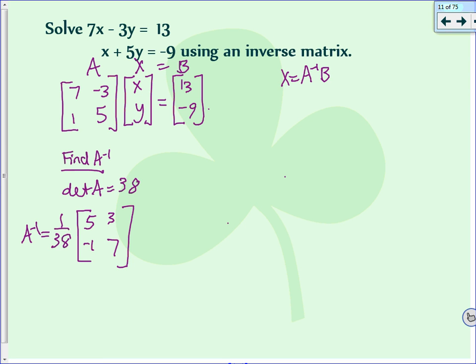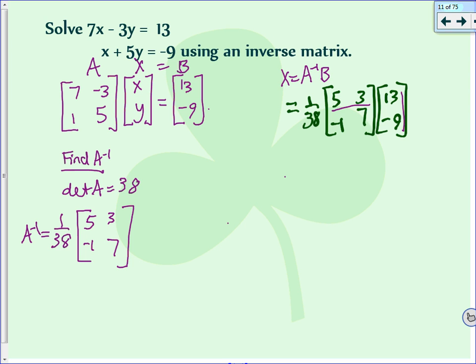So now I can go about solving the equation X equals A inverse B. So A inverse is 1/38. Okay. And one of the properties we talked about is the fact that I do not have to multiply in the 1/38. I can multiply the two matrices together first and then multiply in the 1/38, which makes my life a little easier. So when I multiply these matrices together, it is row by column.